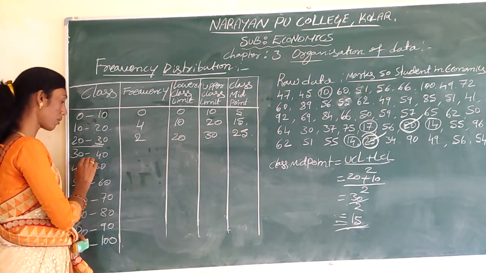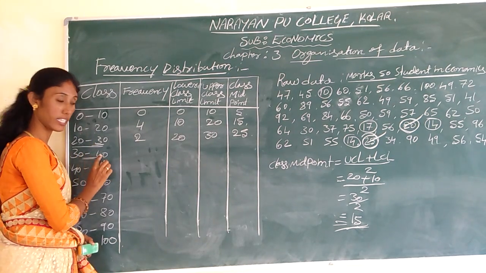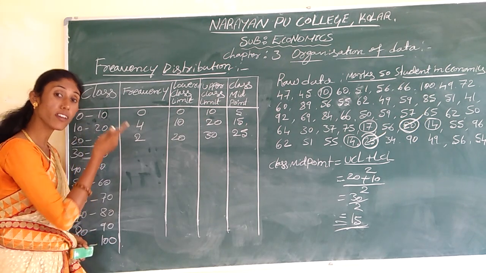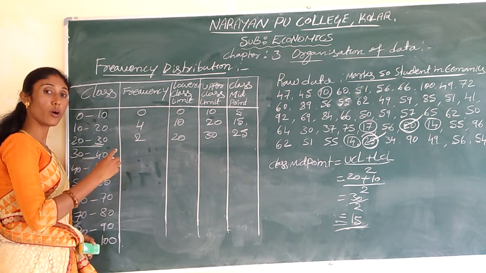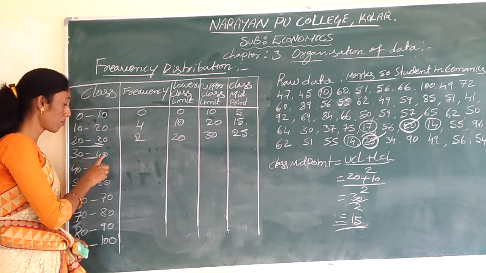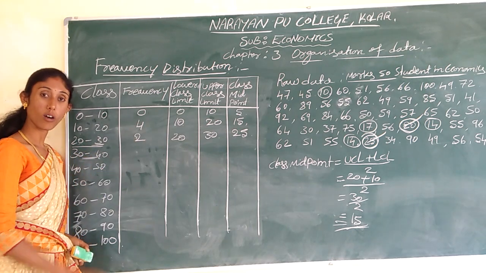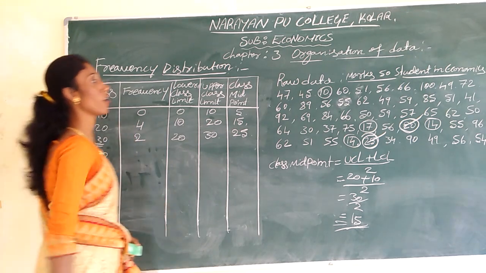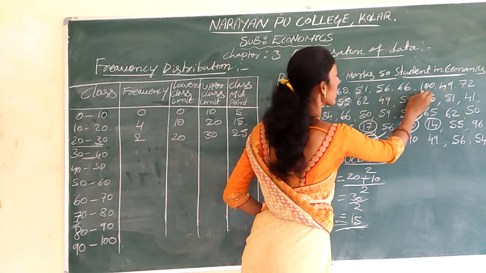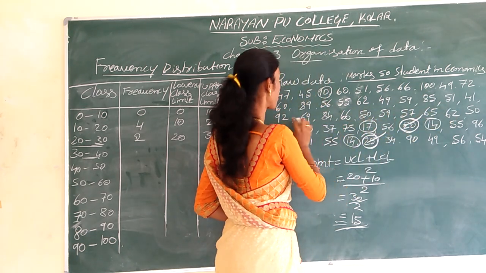And one more class, that is 30 to 40. Here we should consider the values more than 30 and below 40. The values more than 30 and below 40 will be considered as the frequency of this class. Now here, more than 30.